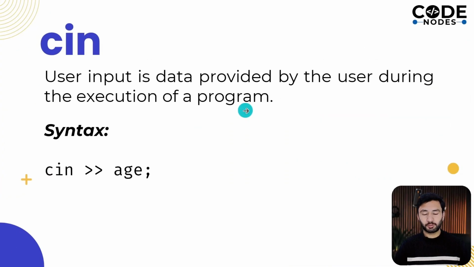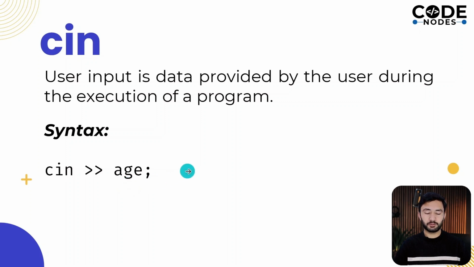In this video we are gonna see how to take user input in C++. User input is data provided by the user during the execution of a program. So this is the general syntax and example of how we take user input in C++. For that we use this cin keyword, which is part of the standard library, and we use this extraction operator, and after that we use this variable age.